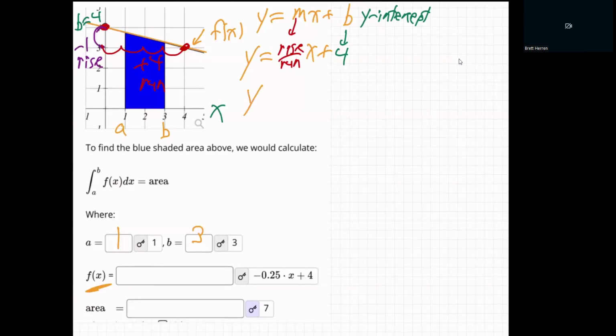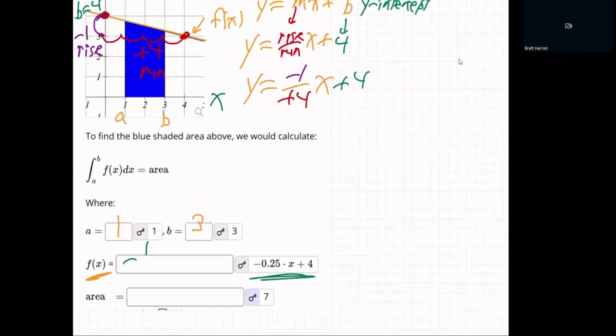So that's down 1 over 4, x plus 4. There's our equation. You can write it as a fraction or decimal, it doesn't matter. Minus 1/4 x plus 4. Notice I just moved the negative from the top to the front. As long as you have one negative in a fraction, it doesn't matter where it's at: top, bottom, front, whatever. So there's the equation of that line.